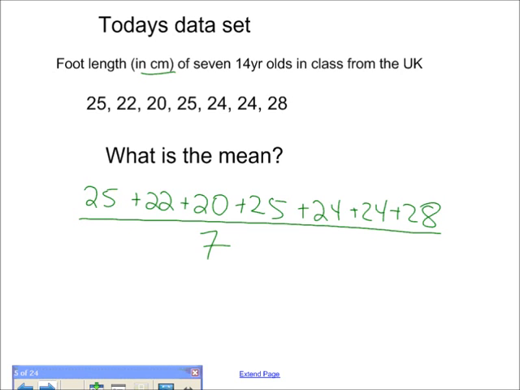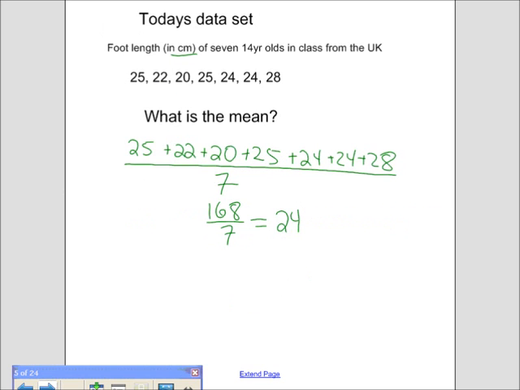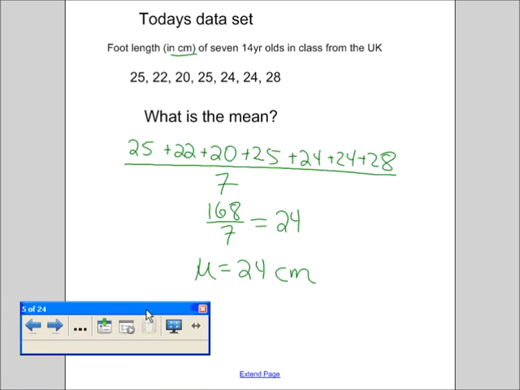And I'd like you to try and do this in your calculators along with me. And you'll get 168 over 7, which if you put in your calculator comes out to be exactly 24. Now it's very important that we consider units here. So we would say, since these are the foot lengths, we would say mu equals 24 centimeters. The average of the population is 24 centimeters. Units are going to be important in some of the stuff. Answers don't have meaning in word problems unless we write the units in.